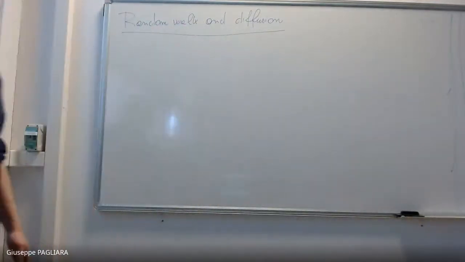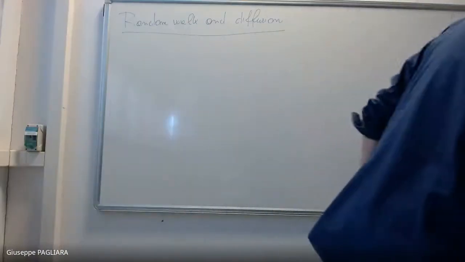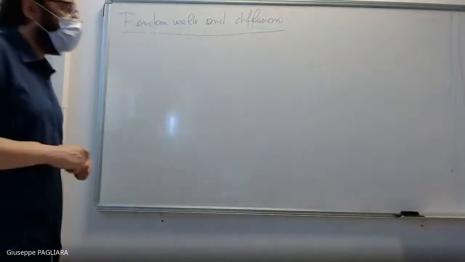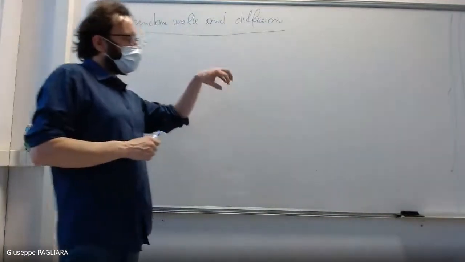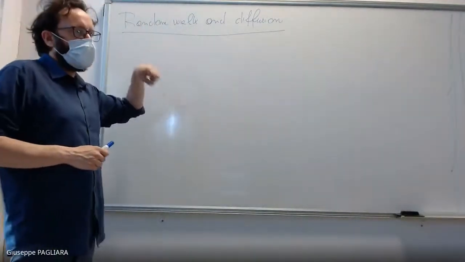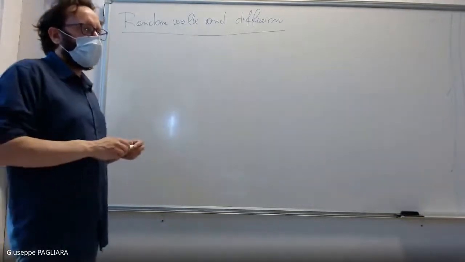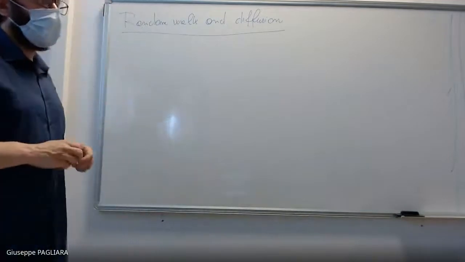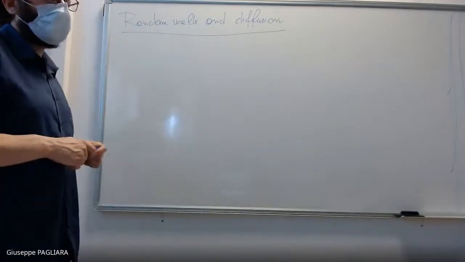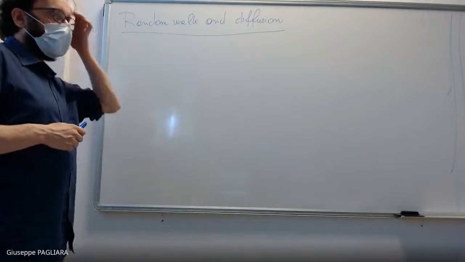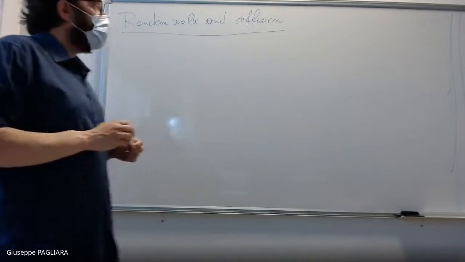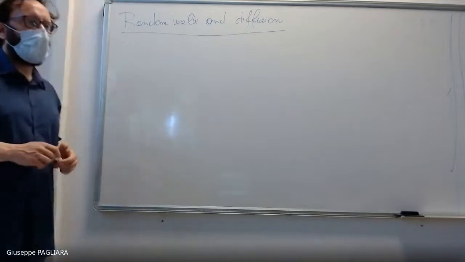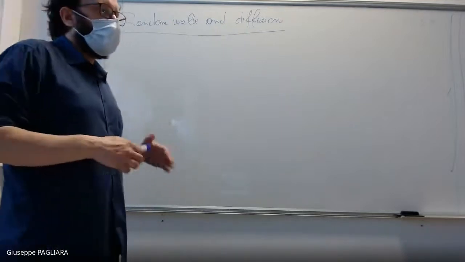What is the process of diffusion? Well, it can be associated, for instance, with the diffusion of heat. So if you have a material in which some part of the material is hotter than the rest of the material, you will have the diffusion of heat that at some point will make the temperature uniform in absence of any external source.